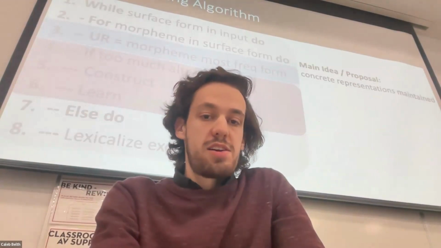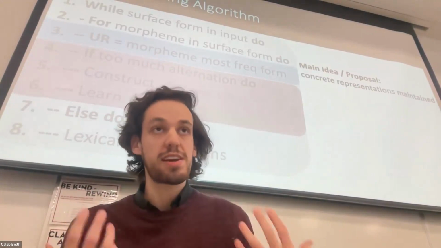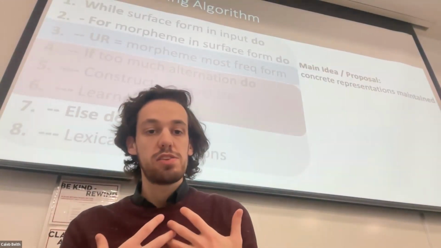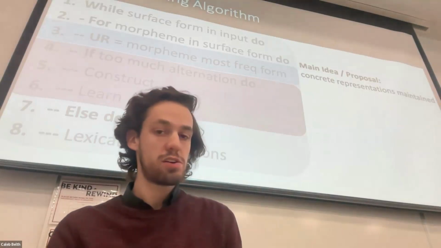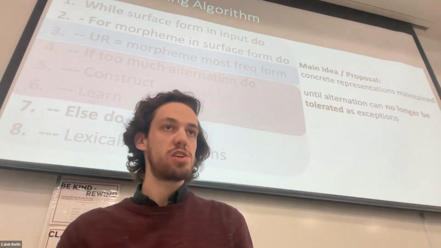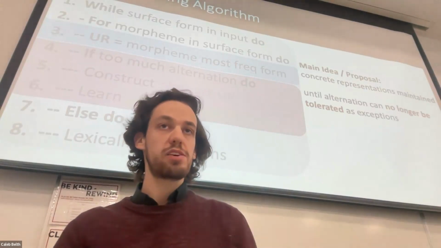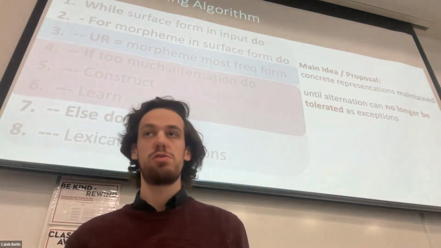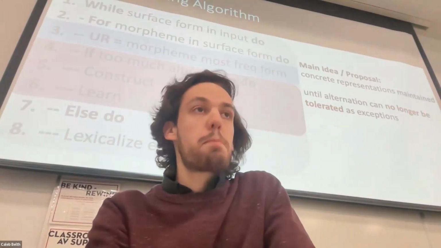So the main idea this learning algorithm is meant to capture is that it starts with concrete representations, and it's going to maintain those until the amount of surface alternation makes a generalization from concrete representations no longer tenable. That's the gist of the algorithm.